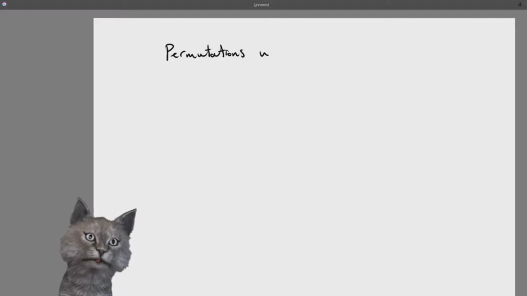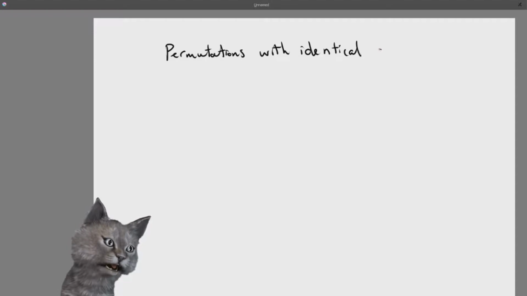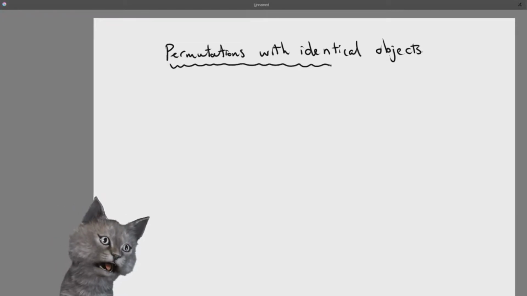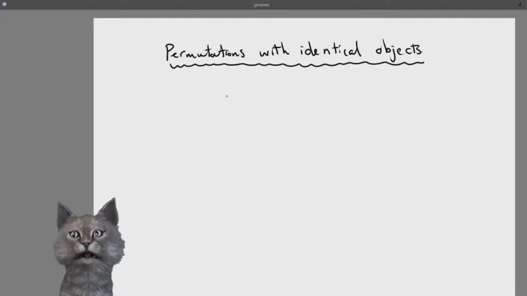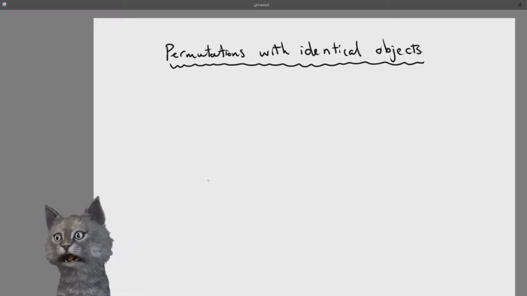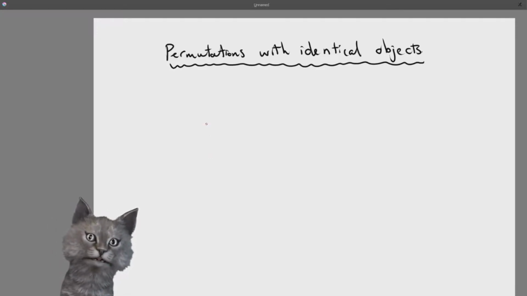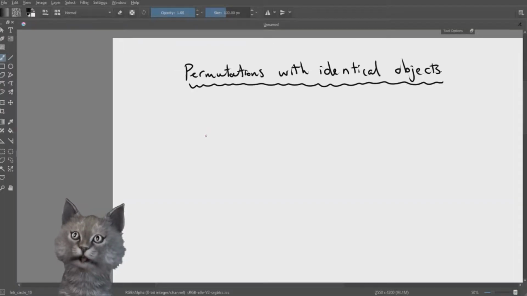Identical objects. Let's put a squiggly line under it. Why not? So, what we want to do first is make sure that we have done the prerequisite concepts and that we have them down well.